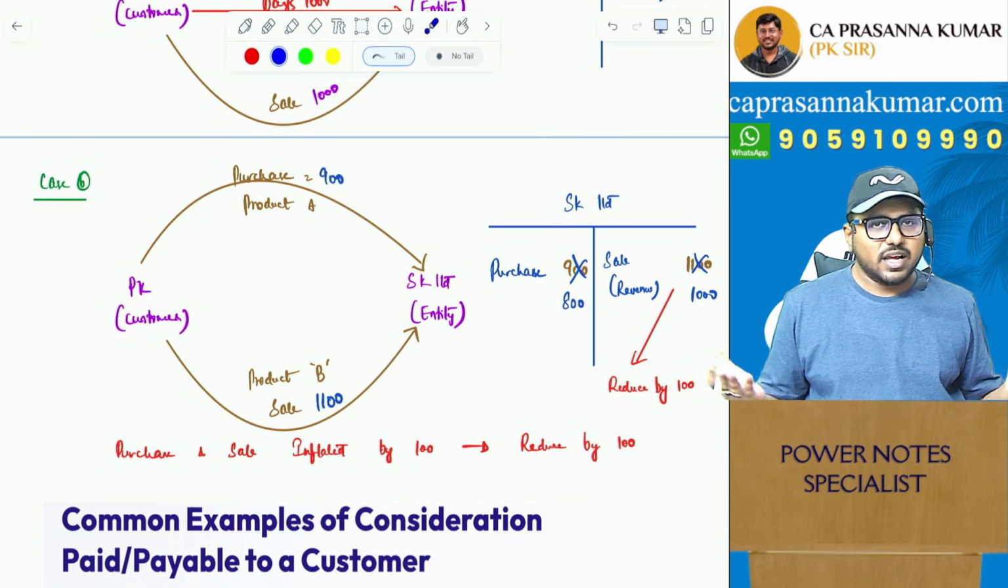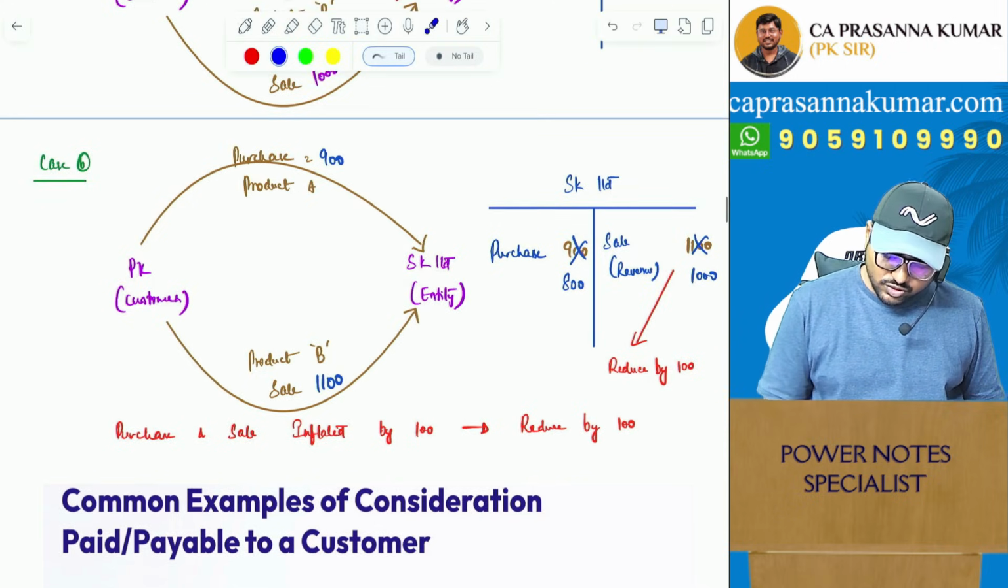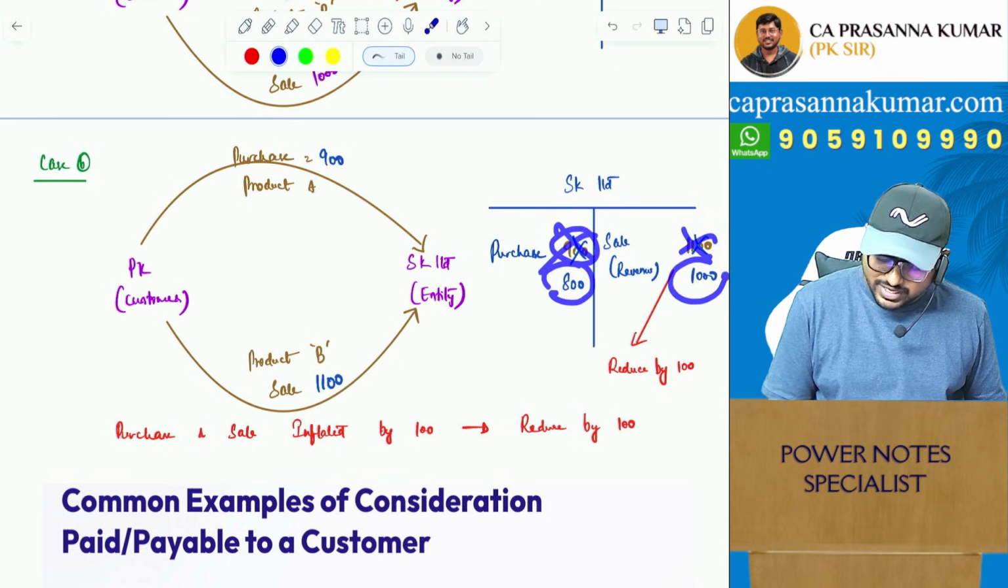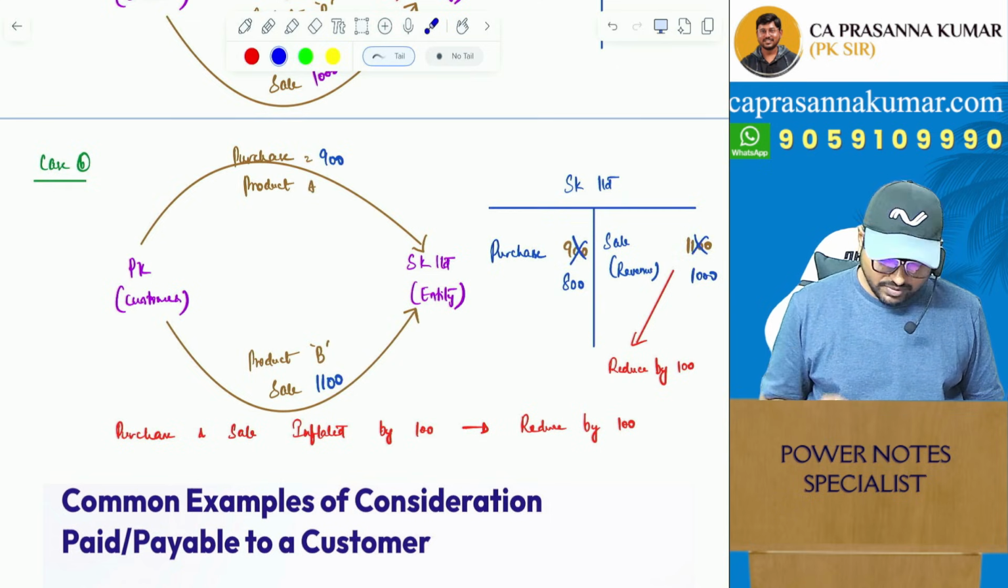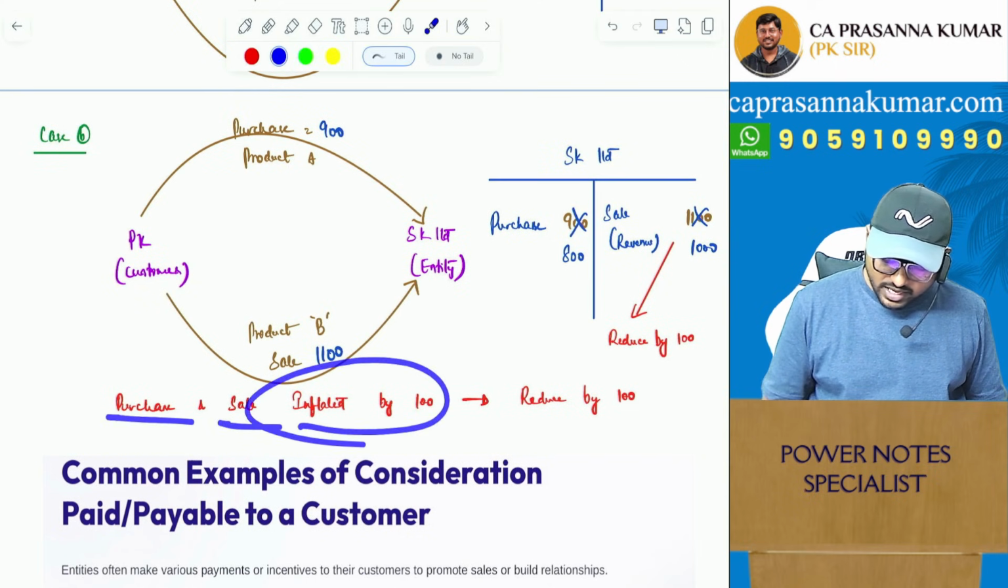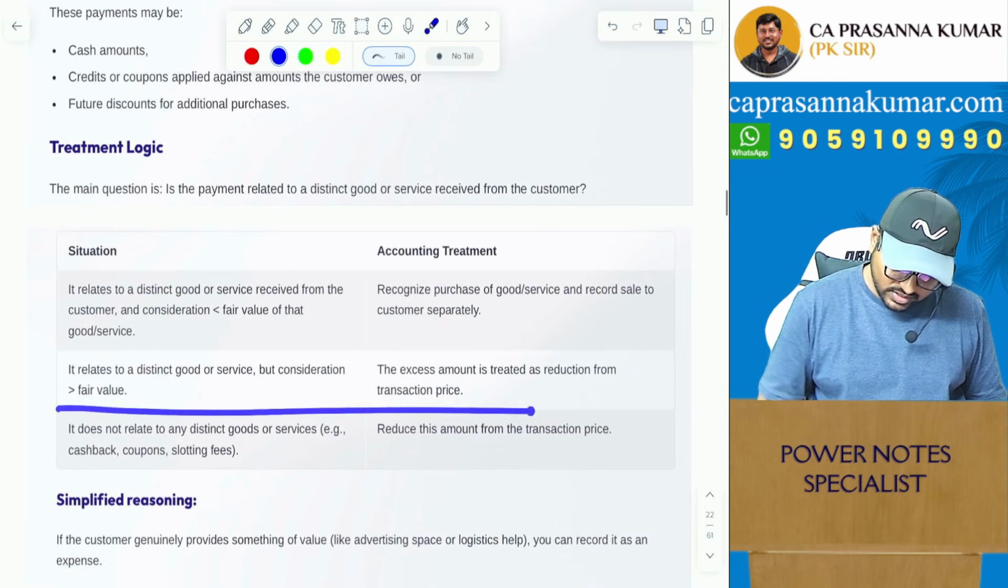Ind AS 115 says, obviously, I caught you guys. You can't do fraud with me. So thereby, that 900 you can't show, 1100 you can't show. You should show it at SSP only. That is the fair price. Purchase and sale inflated by 100, reduce it by 100. That's what we have seen in the second point.